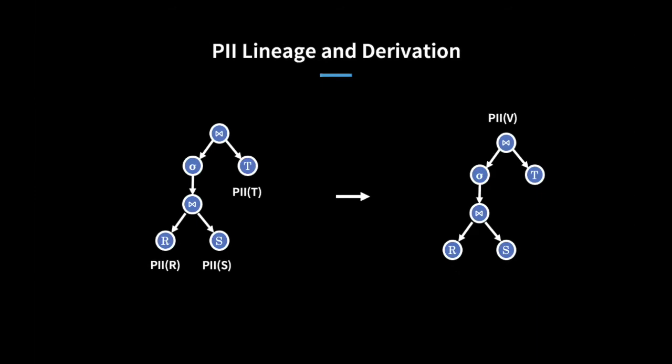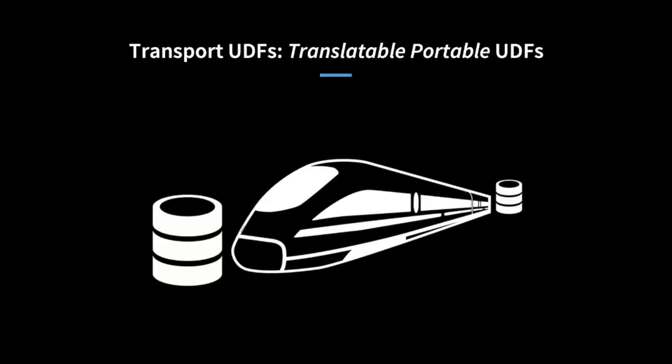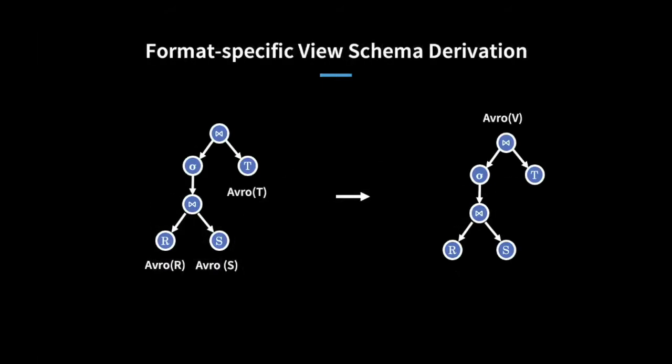View virtualization and understanding also enables propagating metadata from lower base table layers to view level abstraction. Such metadata includes personally identifying columns and also format-specific schema metadata.